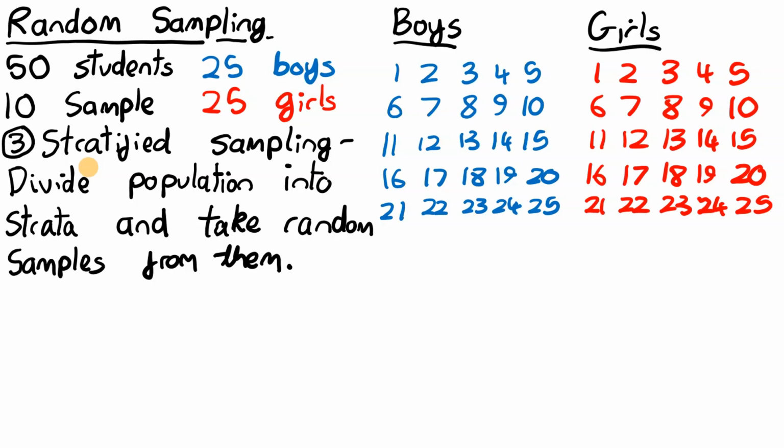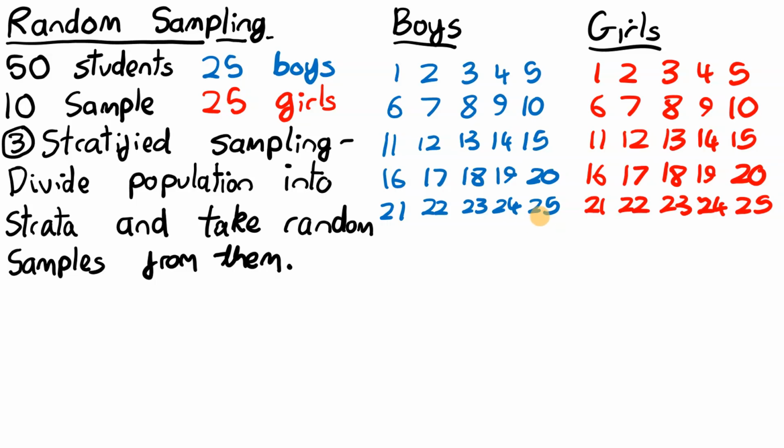This is what stratified sampling is really good at, where we divide the population into strata, which is just a fancy word for groups, and then we take random samples from them, okay? So you can see the 50 students here, I've split them up into boys and girls, and let's start with the boys. In our sample, the proportion of boys that we want is the same as the proportion of boys in the overall population, okay?